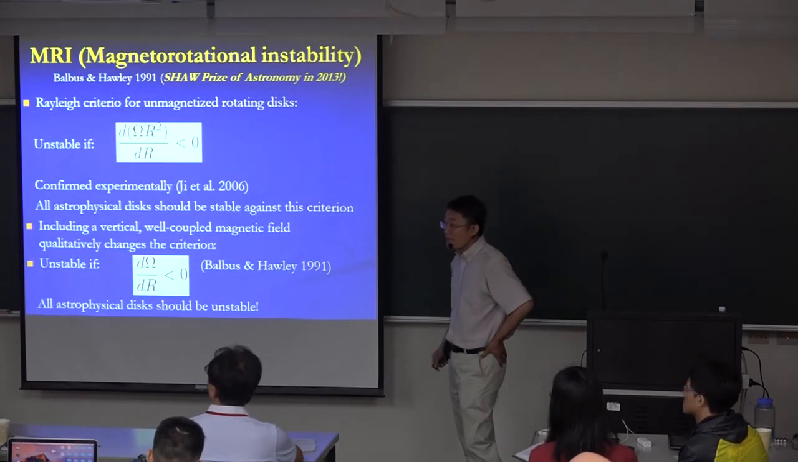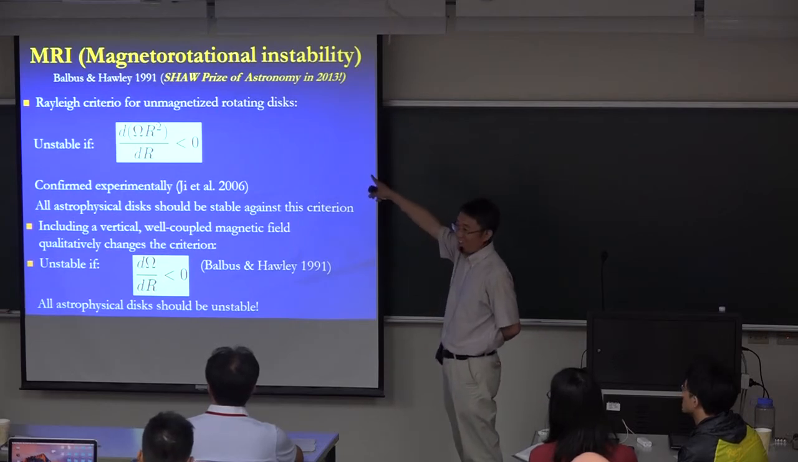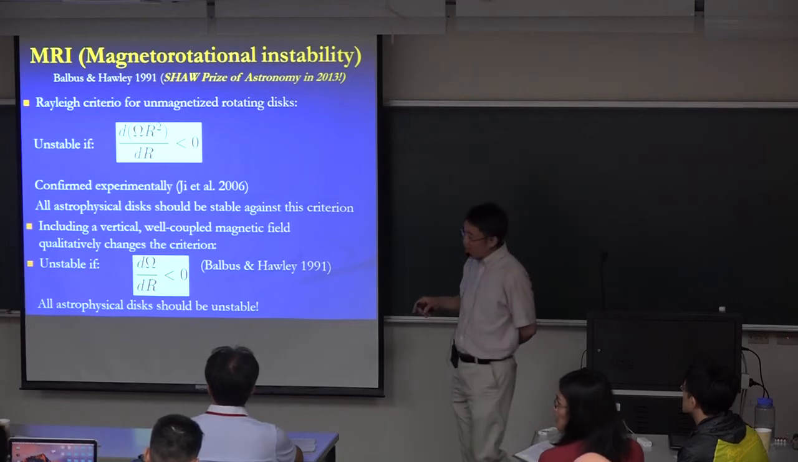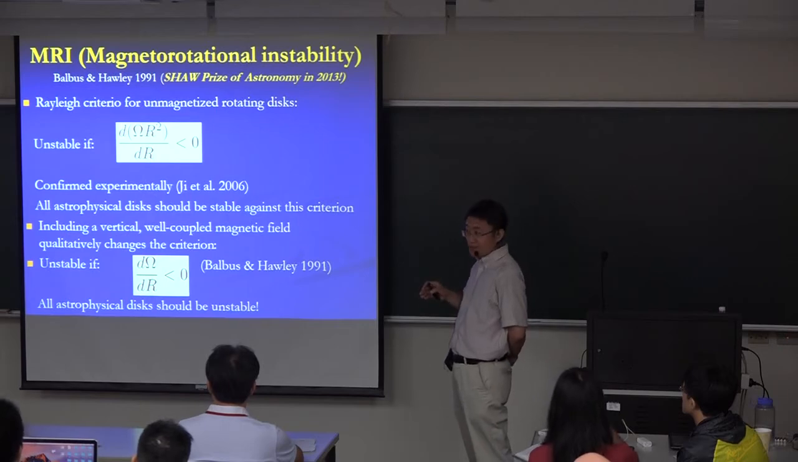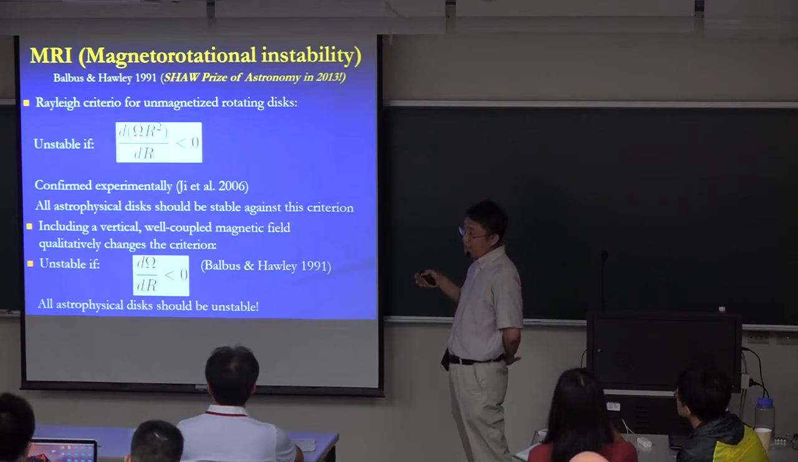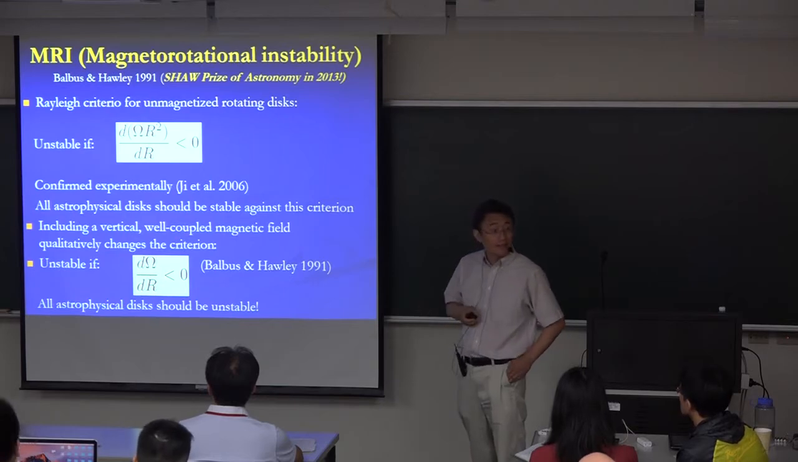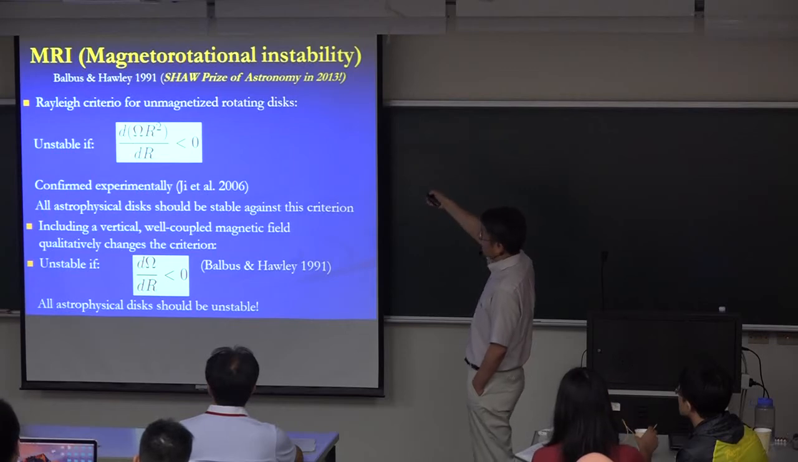So what is the physics underlying this alpha viscosity? Anomalous viscosity is just a phenomenological expression. We want to know the underlying physics. The physics is here. It is magnetorotational instability.